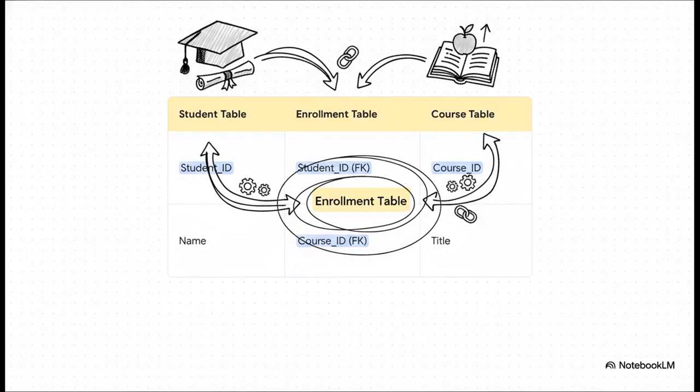Let's look at that many students take many courses problem again. So we've got a student table and a course table, but how do you link them? Easy. We create a new enrollment table right in the middle. Its only job is to connect the dots, matching a specific student ID with a specific course ID. It's the bridge that makes that whole complex relationship work.